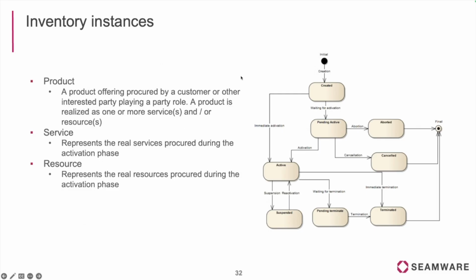And we are going to have three different types of instances in the inventory. We are going to have the instances of the services, the instances of the resources, and the instances of the product, which is linking the services and the resources.